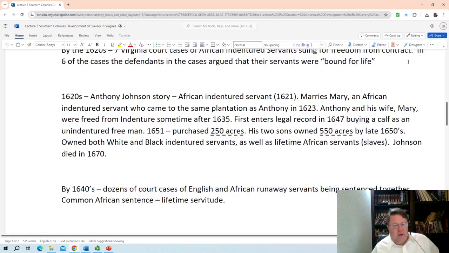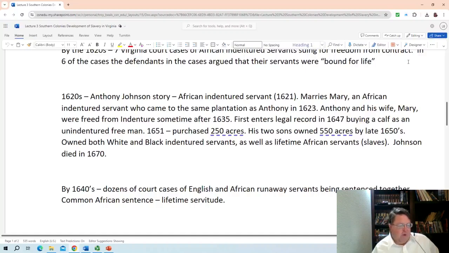Anthony Johnson had a couple of kids, and by the late 1650s, those two sons are listed in court records as owning a combined 550 acres. So here you have black or African individuals owning quite a bit of land, right?